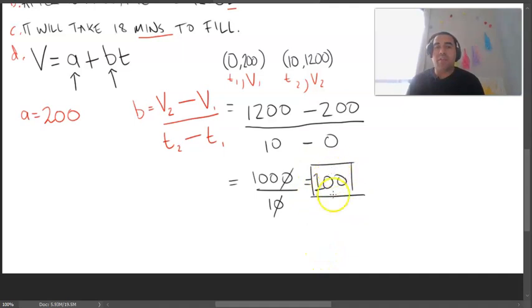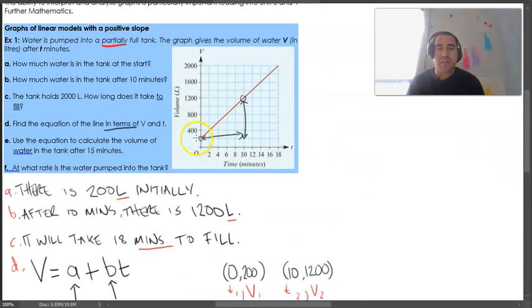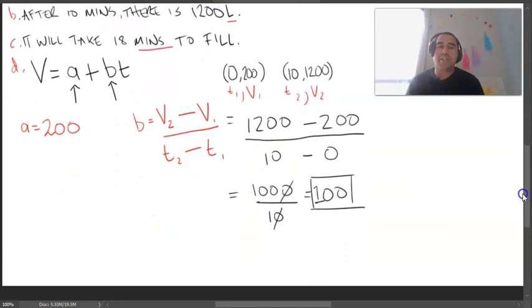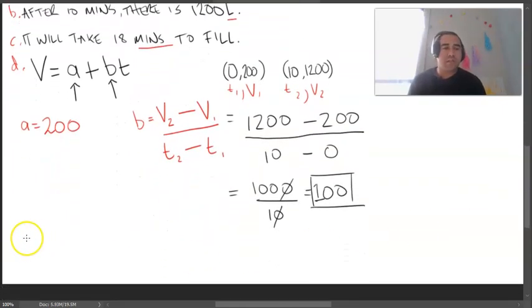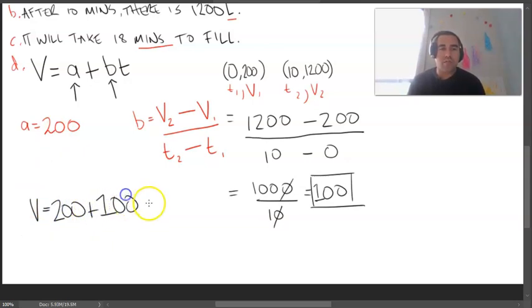Now, in other words, this is getting filled up by 100 liters per minute. So for every minute that goes by, we're filling it up by 100, every minute another 100, every minute 100. 100, 200, 300, 400, 500, 600. That's what I meant. It's filling up by 100 liters. So to answer the question, the volume is equal to 200, because that's our initial point, plus 100 T.